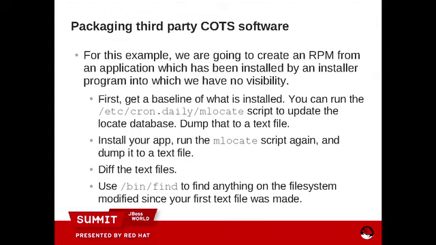Then I install my application, and I run mlocate again, and I dump it to a text file. And then I diff the two text files. Now I know what's on the file system that wasn't there before. I've got to weed through a little bit of noise, and I'll show you an example of that. And then I use find to find anything on the file system that's been modified since I took that first one. And here's what that looks like.